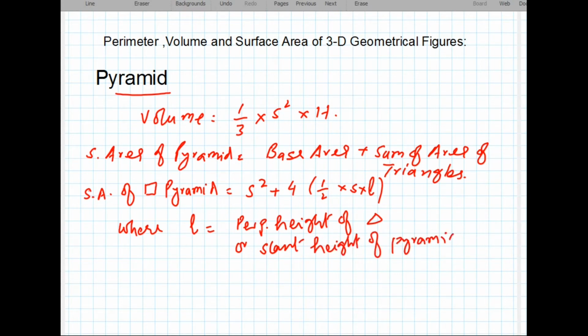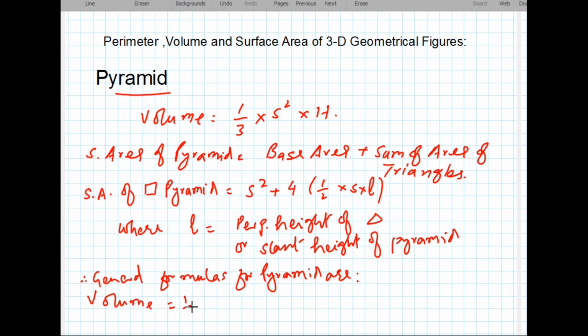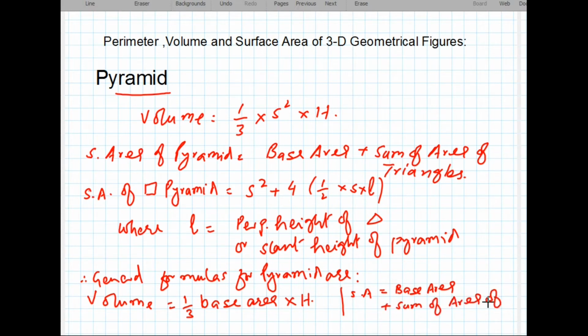Therefore, the general formulas for a pyramid are: volume is equal to 1 upon 3 into base area into height. Surface area is equal to base area plus the sum of the areas of the triangles.